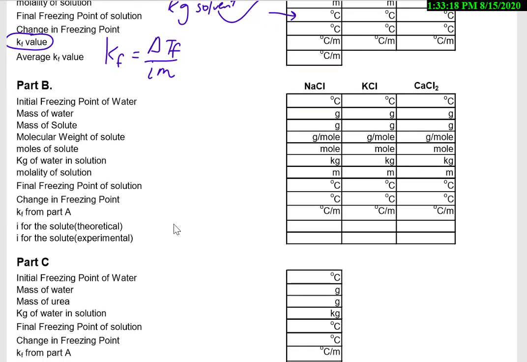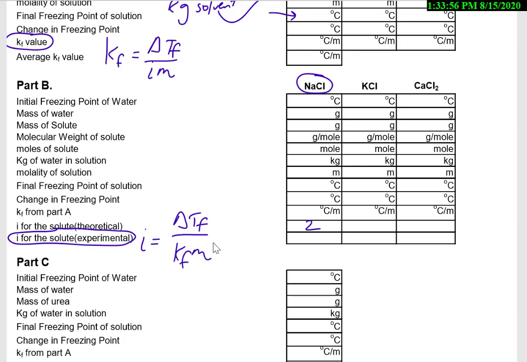For part B, what you're looking for instead is to solve for an i value. We can always predict an i value given a formula. For example, NaCl is ionic, so it should break into ions, 1 sodium and 1 chloride. So our theoretical i should be 2. But experimentally, we'll be able to calculate and see what our i value actually comes out to be, which we can do by rearranging our equation: little i equals delta Tf over little Kf times molality.